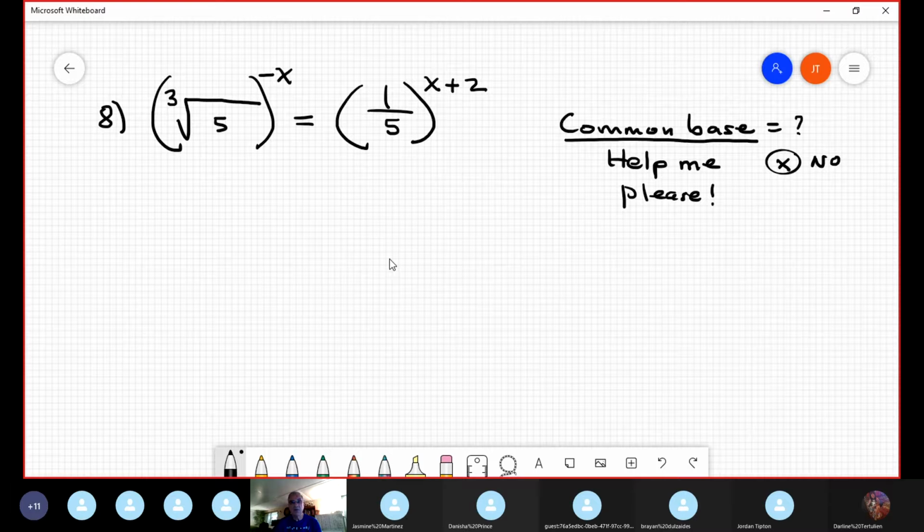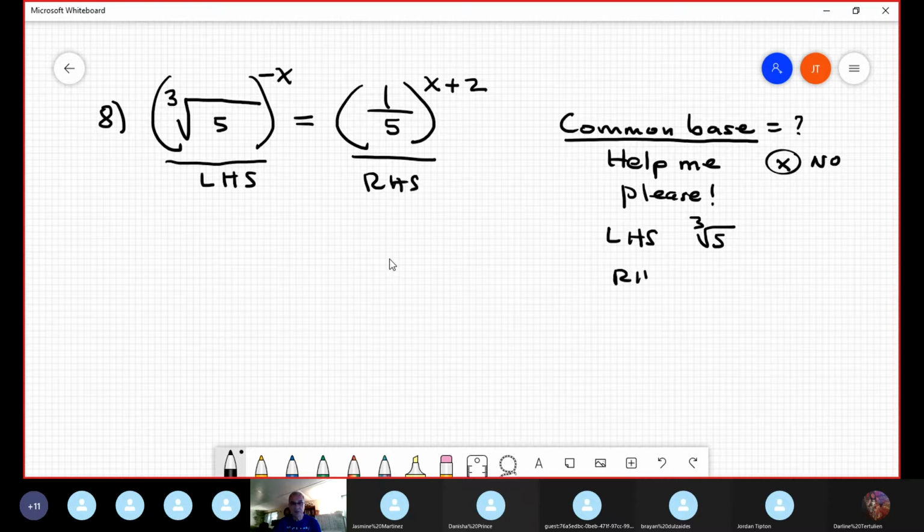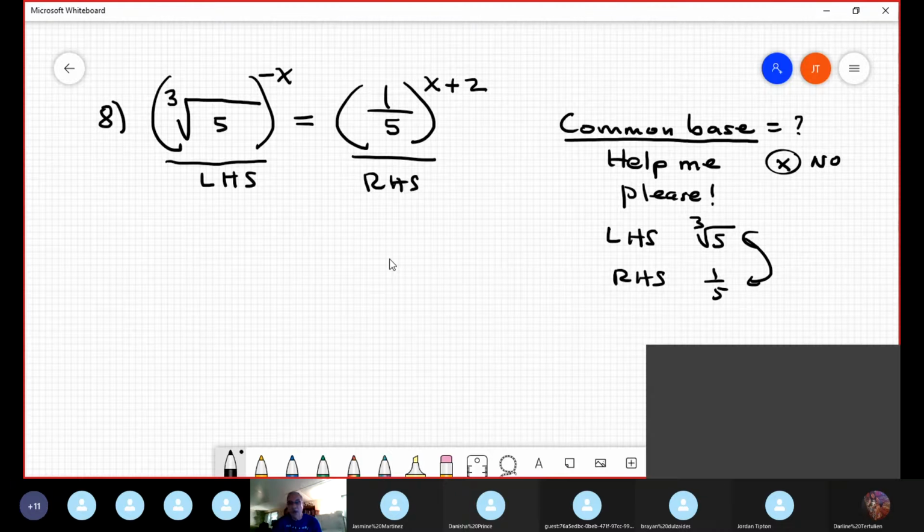No idea? Okay, actually, what is the base of the left-hand side? The base of the left-hand side is cubic root 5. And the base of the right-hand side is 1/5. Does it look like there's something in common or no? What is the something you see in common? 5. So my common base is obviously 5. But I try to use my common sense in order to express it.